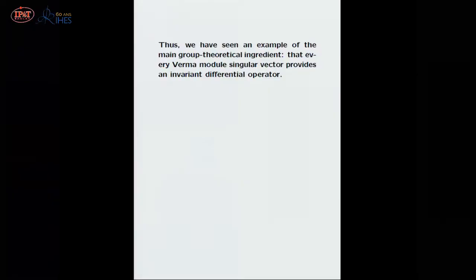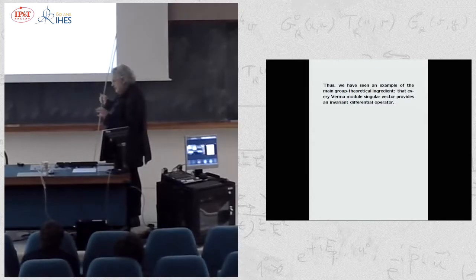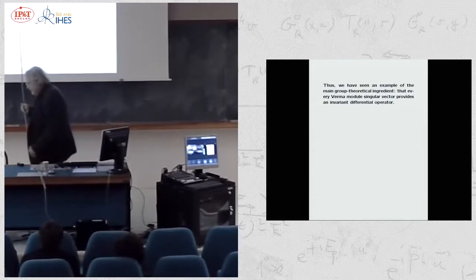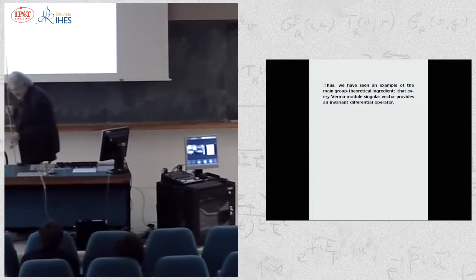And in fact, this is in a nutshell how we can derive any invariant differential operator corresponding to a Verma module. Namely, you take a singular vector, you pluck the corresponding right action. Of course, with different groups, the coset on which one is acting will be different, but the principle is there.